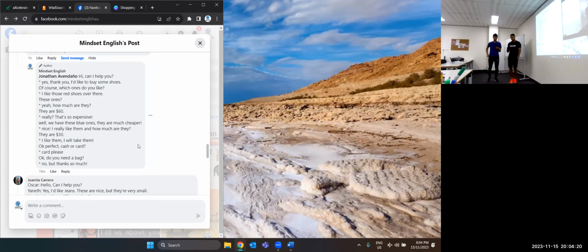Of course, which one do you like? I like the red shoes over there. Yeah, how much are they? They are $16. Really? That's so expensive. Wait, we have these blue ones. They are much cheaper. Nice. I really like them. And how much are they? They are $16. I like them. Okay, can I have a card? Okay, do you need a bag? No, but thanks so much.